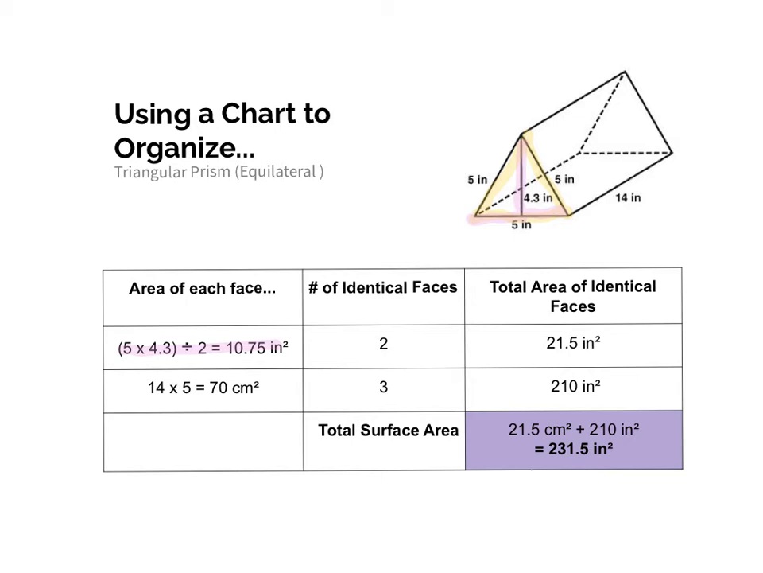10.75 square inches. Next, we'll consider the length of our triangle is 14, and the side length of that rectangle is 5. 14 multiplied by 5 gives us 70 square centimeters. For this object, we happen to have 2 identical triangles and 3 identical faces. So we'll multiply those by 2 and 3 respectively to give us 21.5 square inches and 210 square inches. And we're not done, we still have to add those together to give us a total of 231.5 square inches.